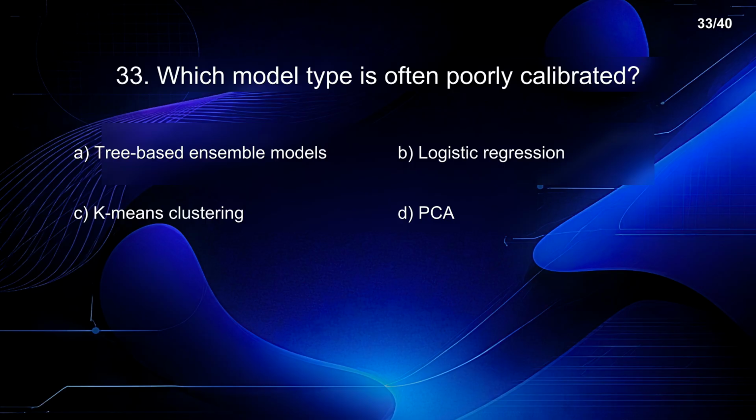33rd question. Which model type is often poorly calibrated? A. Tree-based ensemble models. B. Logistic regression. C. K-means clustering. D. PCA. Correct answer is A. Tree-based ensemble models.